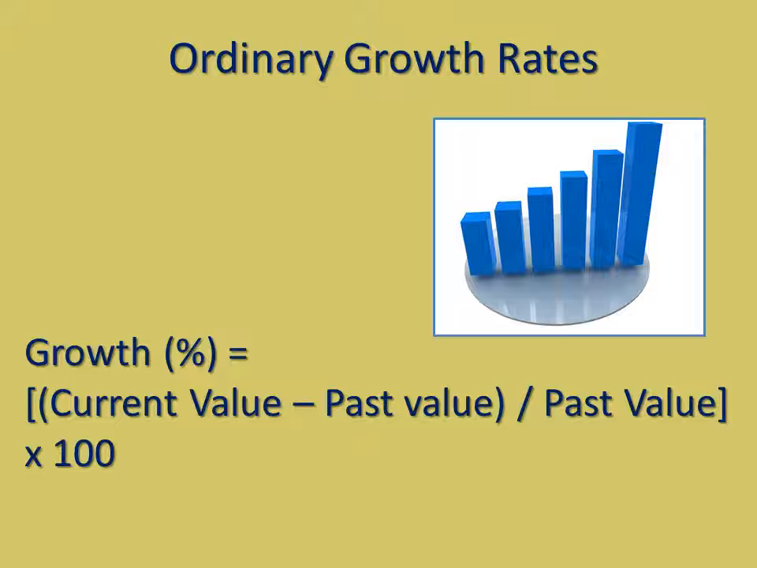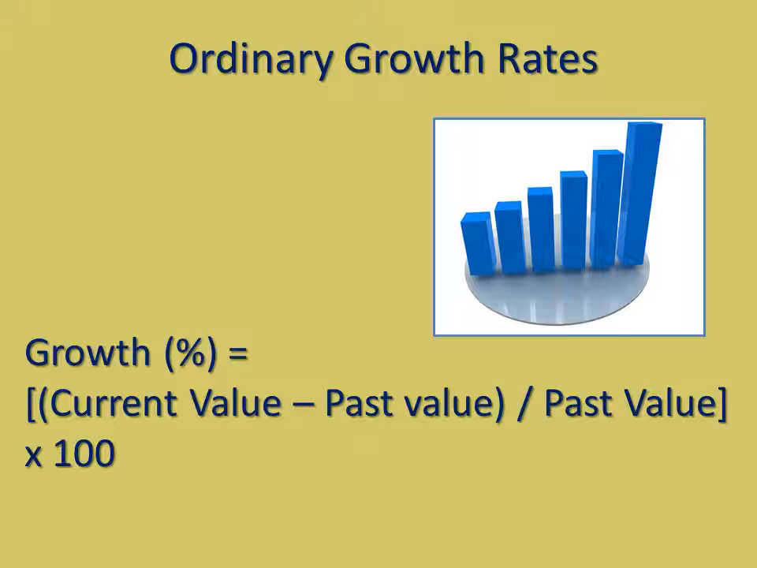So an ordinary growth rate, say for example, in 2010 we used, say, 14 quads of energy as a nation, and today we're consuming 18 quads, and quad stands for quadrillion BTUs. We could use this simple equation here to calculate what the percentage growth was from that point A to point B. It's a very simple equation here.